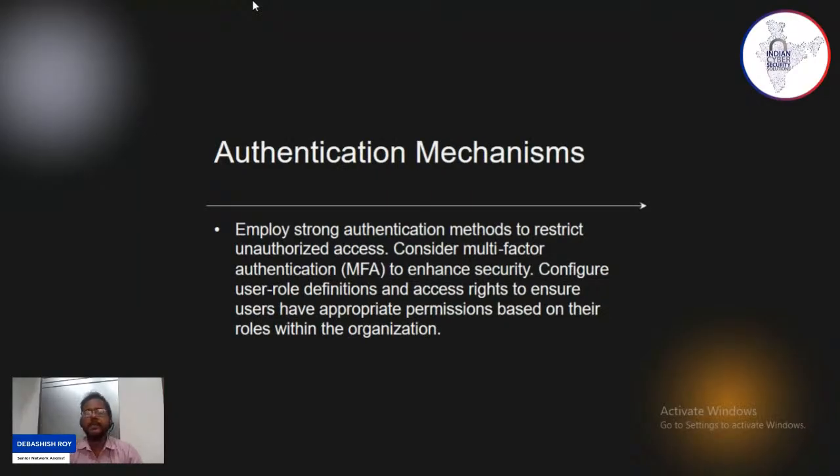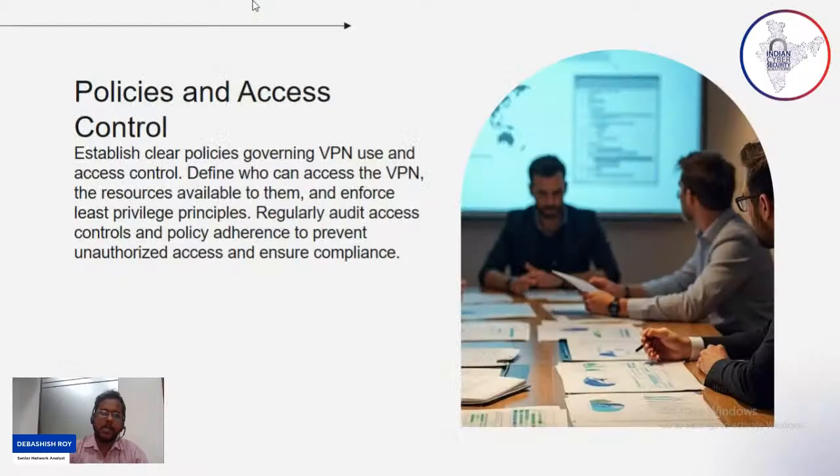Also, authentication mechanism, you have to go for multi-factor authentication, MFA, to enhance security and configure user role definitions and access rights also. And also policies and governance should be there. Establish clear policies governing VPN use and access control, and define who can access the VPN. So there should be a policy restricting users from accessing the VPN server. Regularly audit access control and policy adherence to prevent unauthorized access. So this is the theory part regarding the VPN in general, and particularly in case of the Cisco ASA.